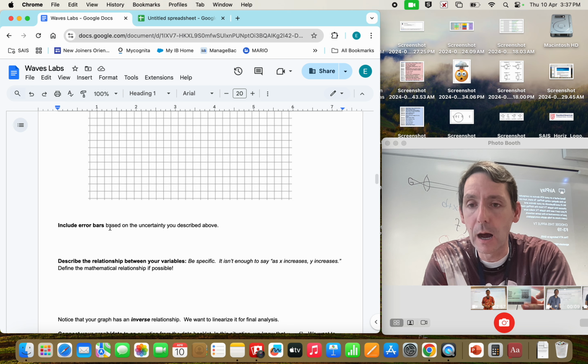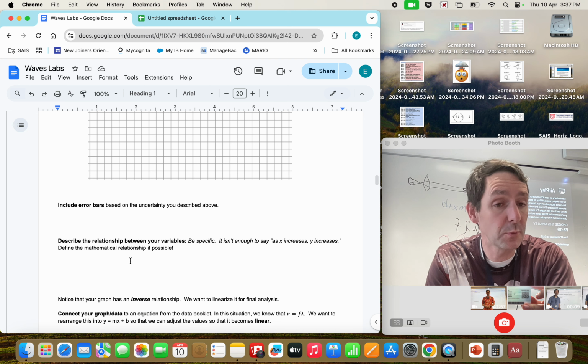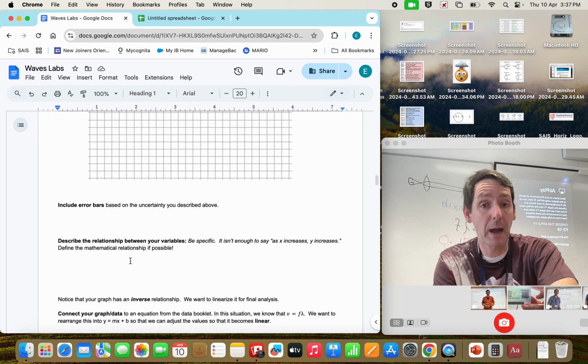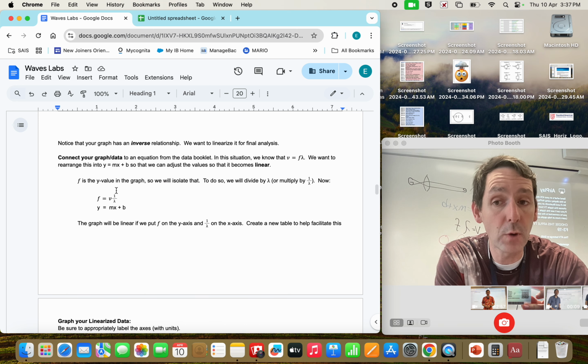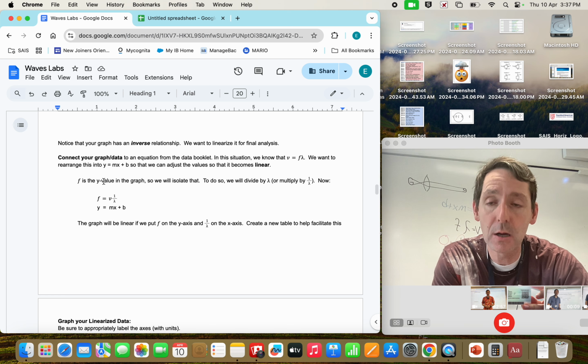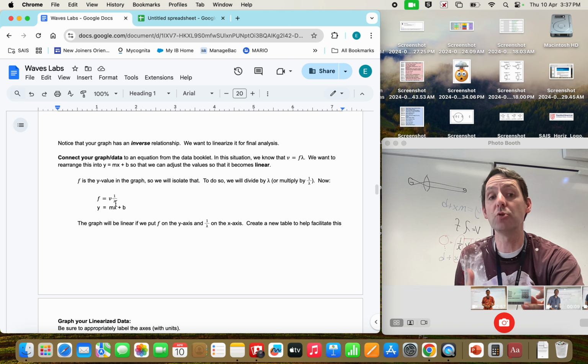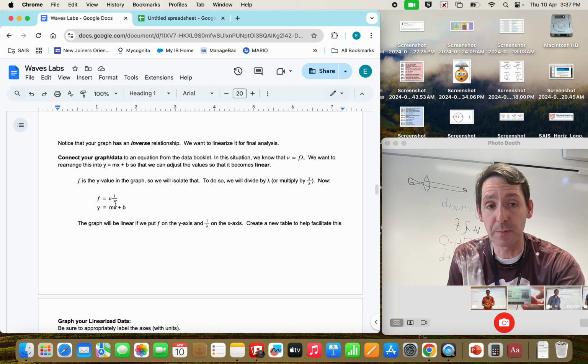That's fine. I described the relationship. Remember, I said it was an inverse relationship. I even went through the math of talking about it. And so therefore, we then went through this process, which isn't on your paper, but I've added it in here. So this now talks about the idea of trying to get it to match to the y equals mx plus b.